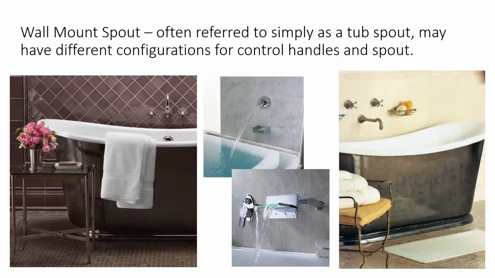So wall mount spouts are probably one of the most popular options, especially if your tub is going to be against a wall. And these can be as simple as a spout with a hot and cold handle on each side, to something a little bit more modern that maybe has one handle to control, or doesn't even have a spout, but more of a water stream, as you see there in the top middle image.